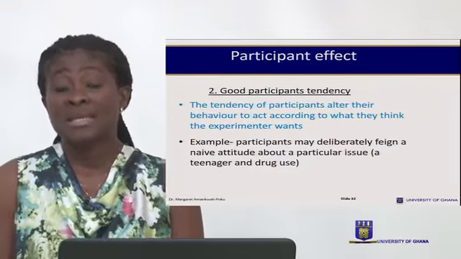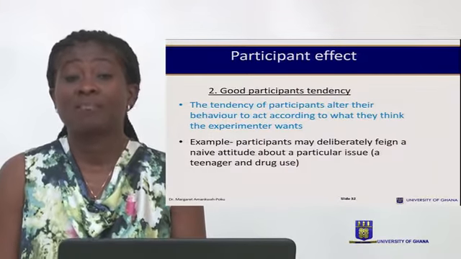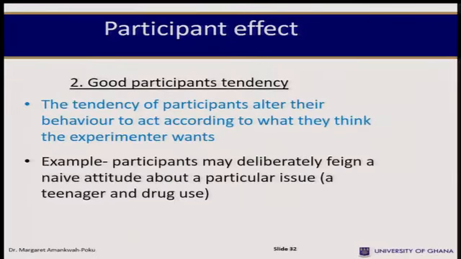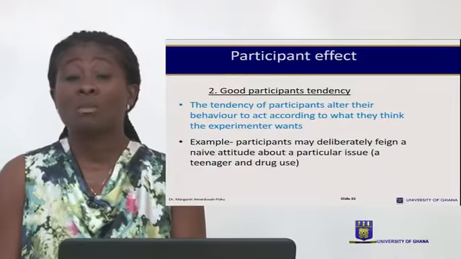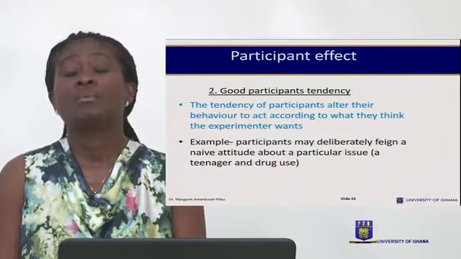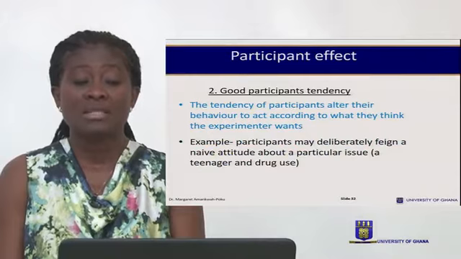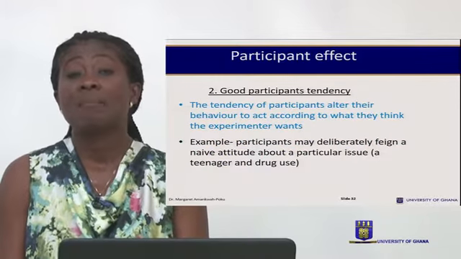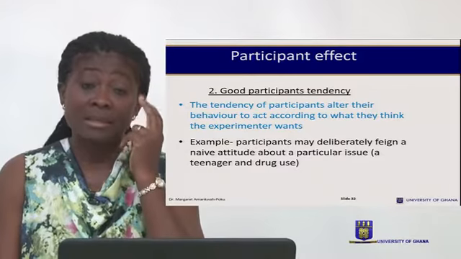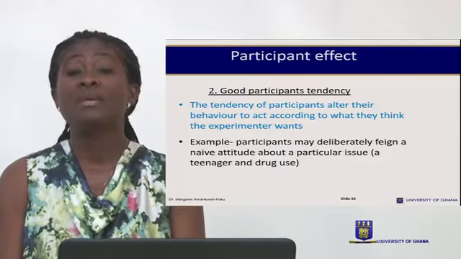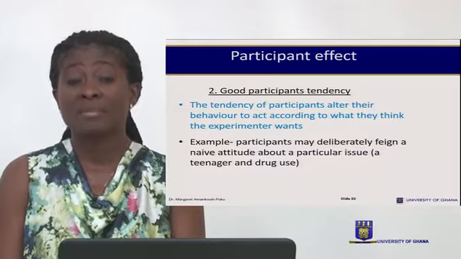Then we have good subject tendency, which is another participant effect. And that's the tendency of participants to change their behavior to act according to the ways in which they think the experimenter wants them to act. So for example, let's say we want to assess drug use among teenagers. Now, if you have good participant tendencies setting in as an extraneous variable, it means that you are going to have participants behave in ways that will let them appear as being good in the eyes of the experimenter.